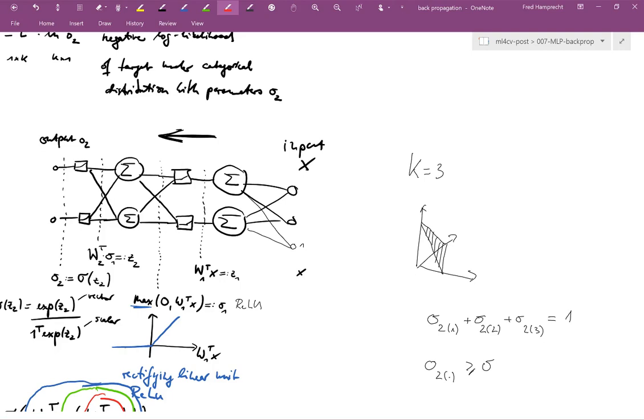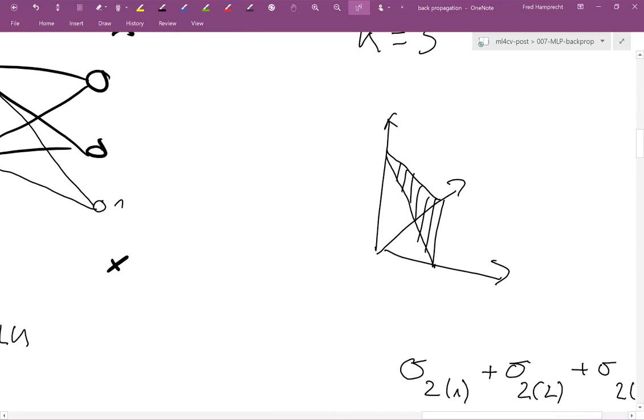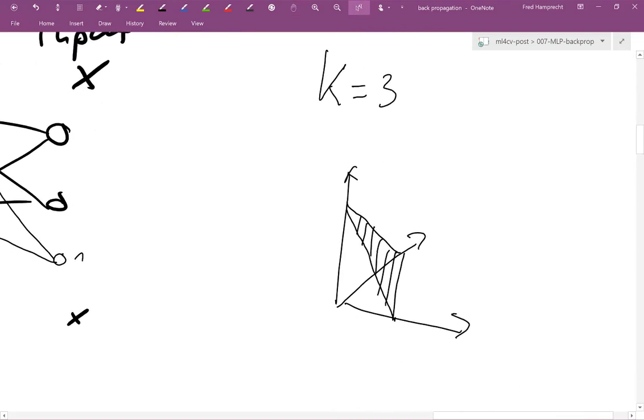More questions? In this case, why are all points mapped to this specific simplex? So the ground truth target is a unit vector. It means the ground truth targets are either in this corner or in that corner or in that corner.